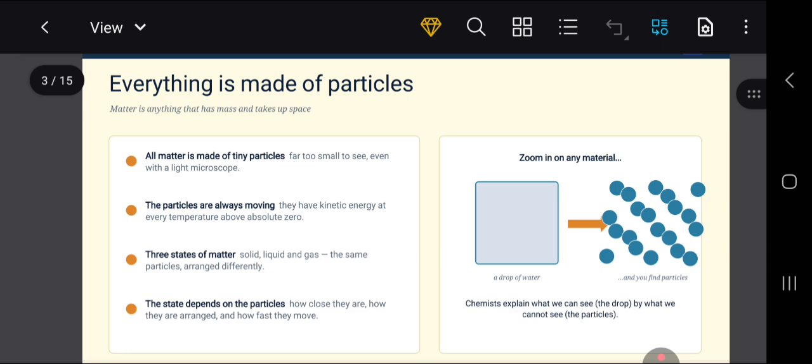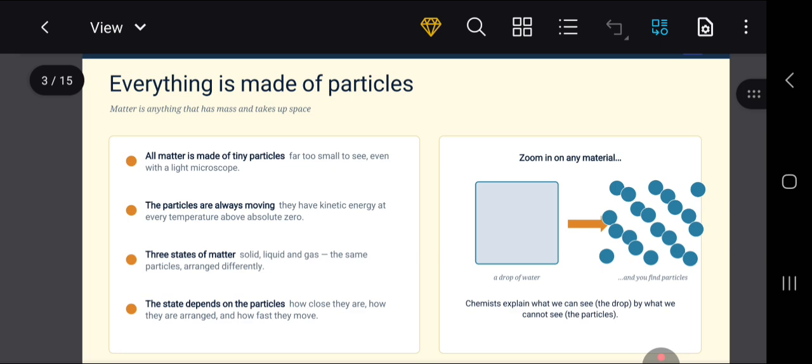Three states of matter: solid, liquid, and gas. The same particles are arranged differently. So it depends if it's a solid, liquid, or gas. If it's a solid, the particles will be arranged differently as compared to a liquid or gas. The state depends on the particles, how close they are, how they are arranged, and how fast they move.